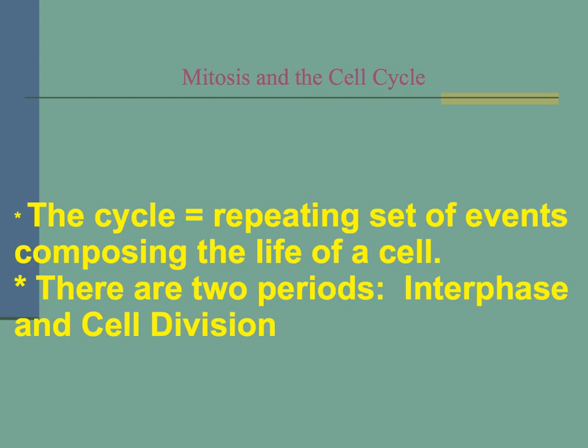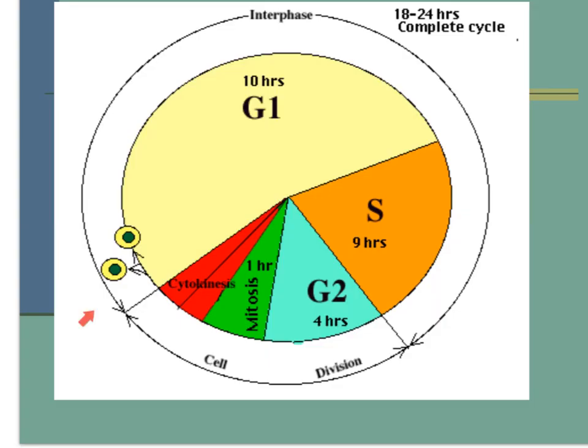or meiosis occurs. Now, the cell cycle is drawn as a circle, and it is drawn as a circle because a cycle is a repeating set of events. So the cell cycle is a repeating set of events that compose the life of a cell. And we're going to take the cell cycle and divide it into two periods, interphase and cell division, commonly called mitosis. Here we have the diagram of the cell cycle.